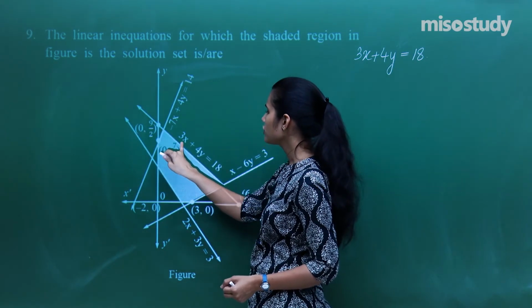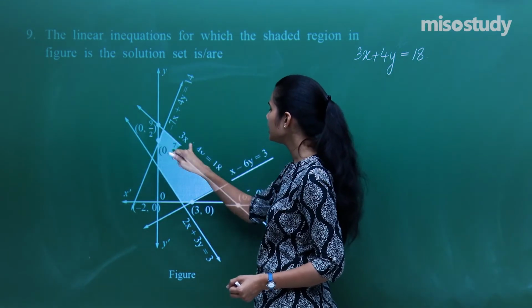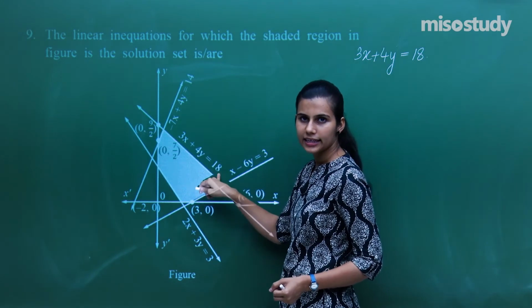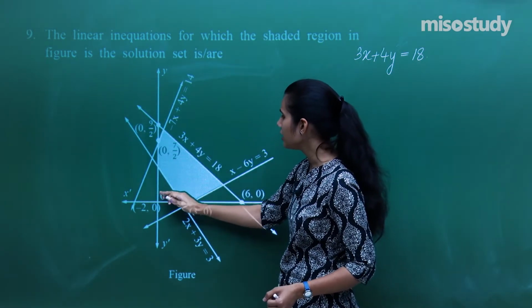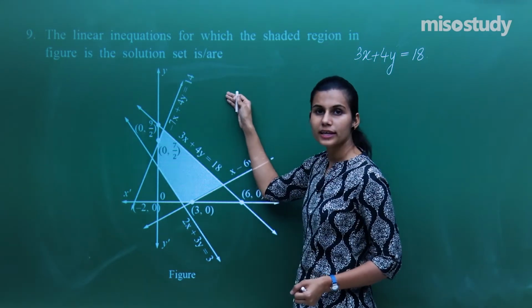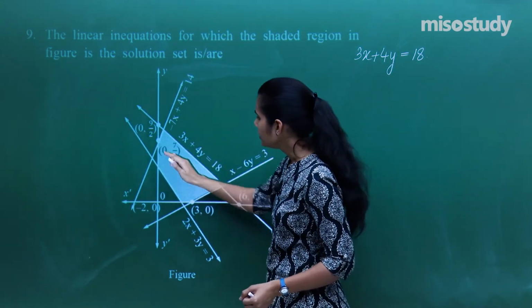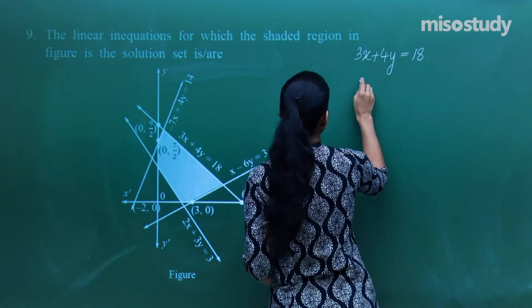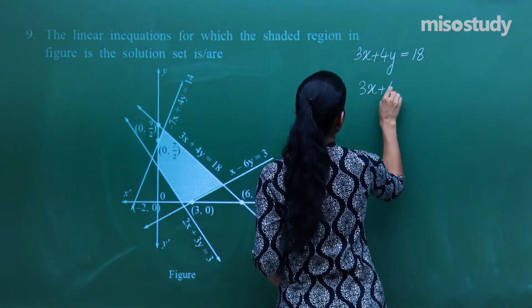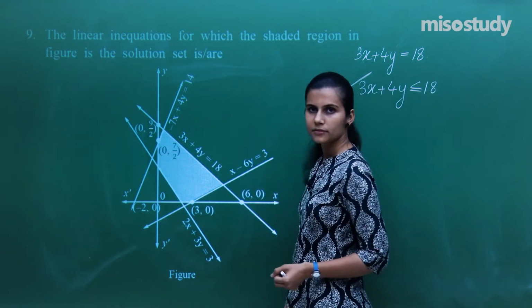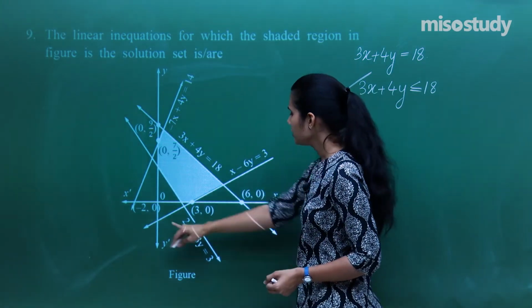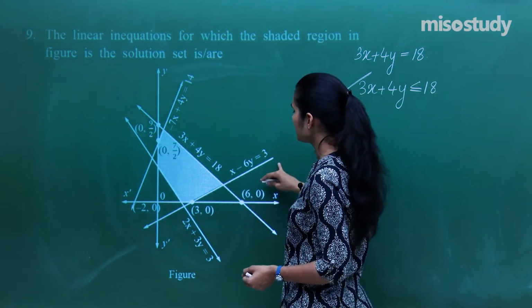If I put 0, 0 in place of x, y, I am getting 0 is less than 18. That means this side of the region is 3x plus 4y less than or equal to 18. This side would be 3x plus 4y greater than or equal to 18. This region is shaded. That means the first inequation is 3x plus 4y less than or equal to 18. Clear? Moving to the next, we have this line x minus 6y equals 3.